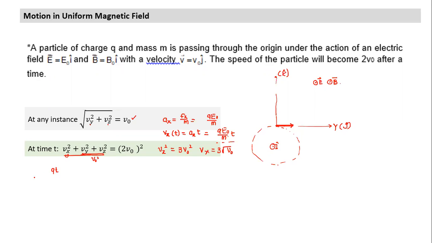Sir, how is it 3v0? It should be root 3 v0. Sorry, what I've written, I've put the root the other way around. Okay, root 3 v0. So we substitute vx here, and we can find the value of time. Root 3 v0 is equal to q epsilon v0 by m into t. We get the value of t.